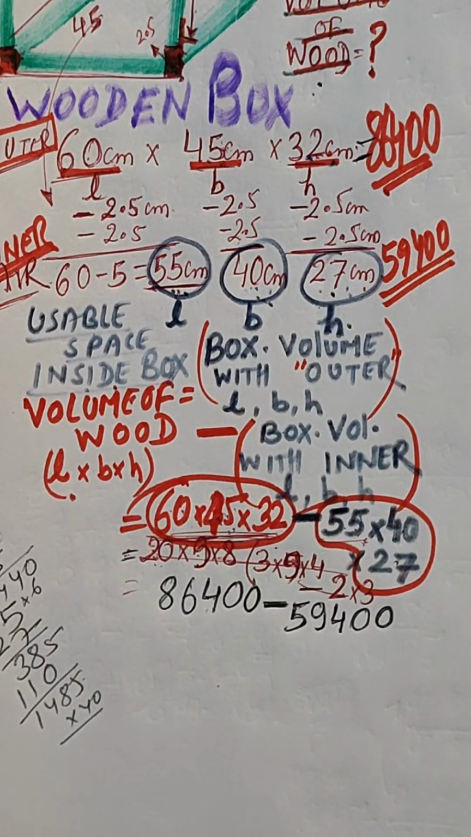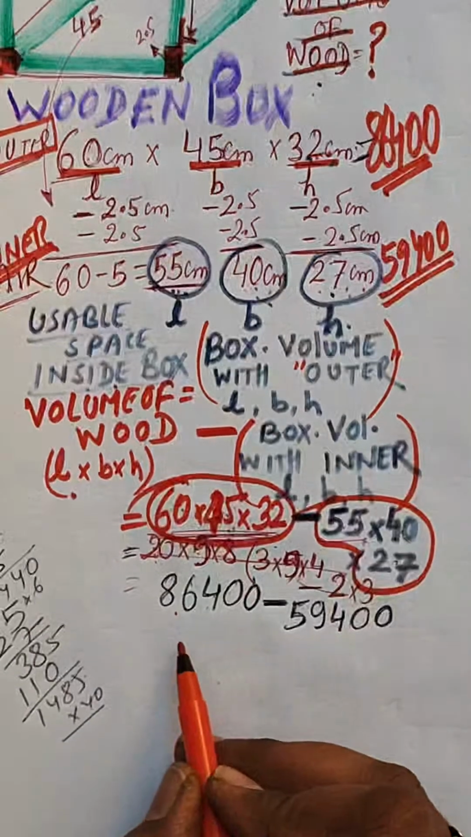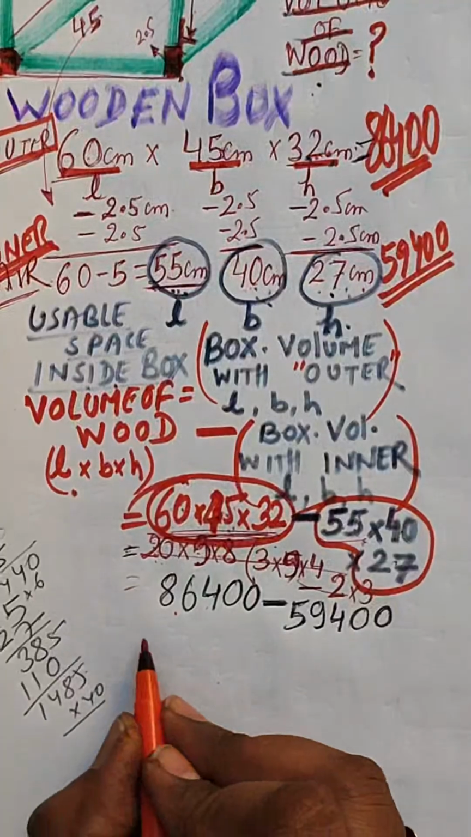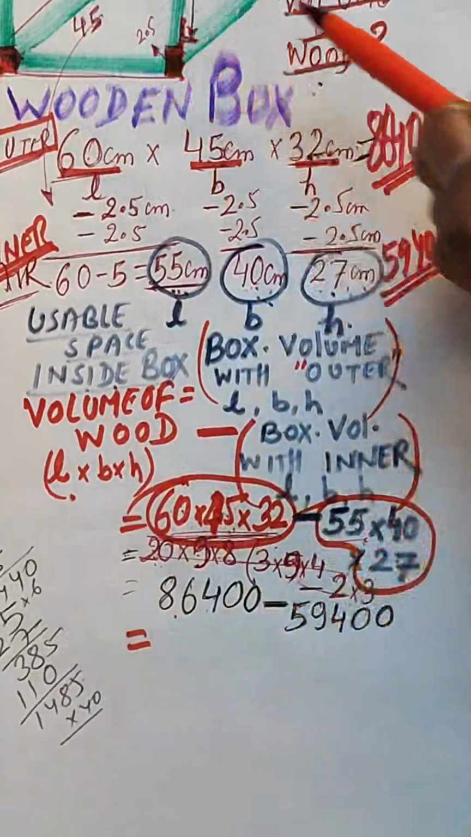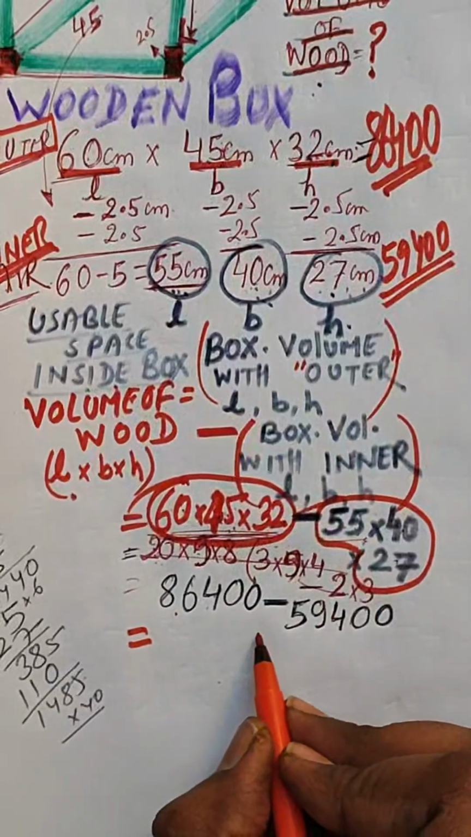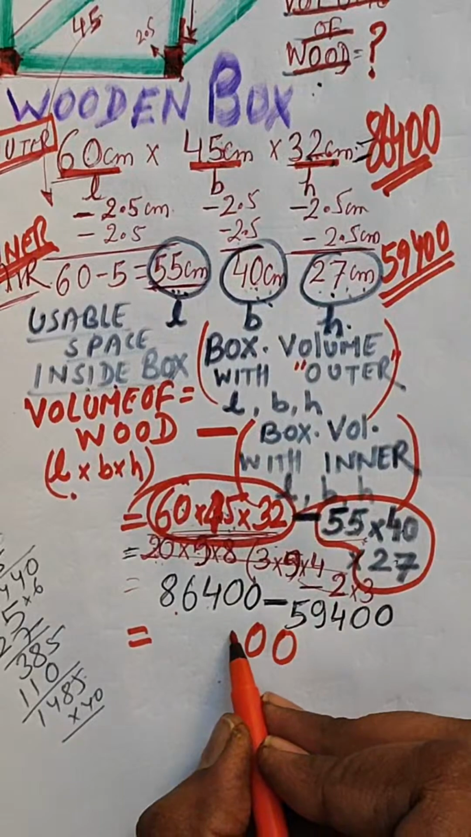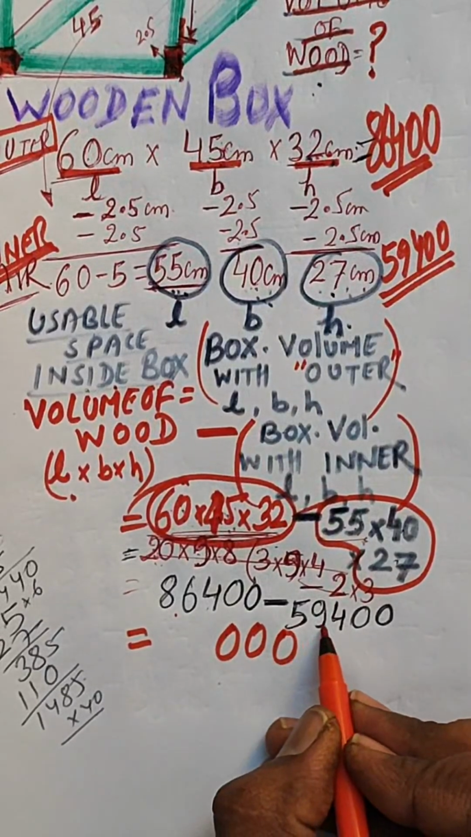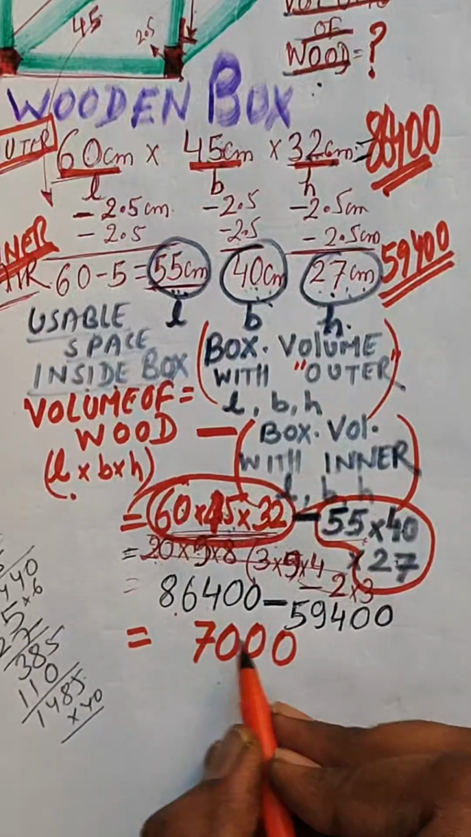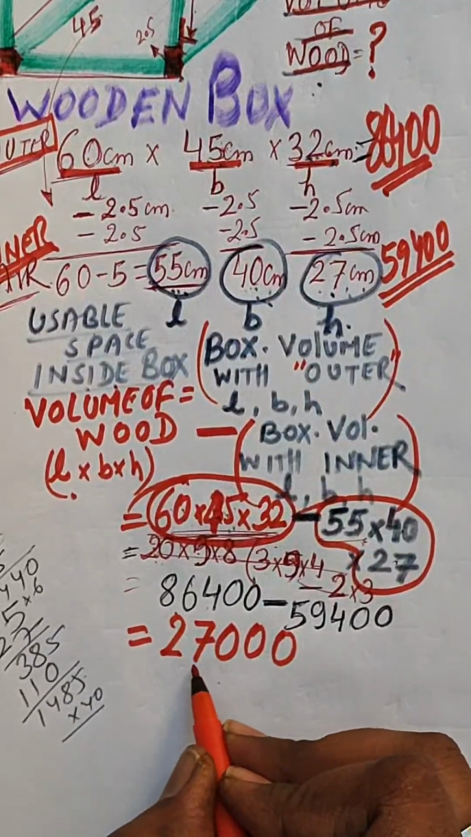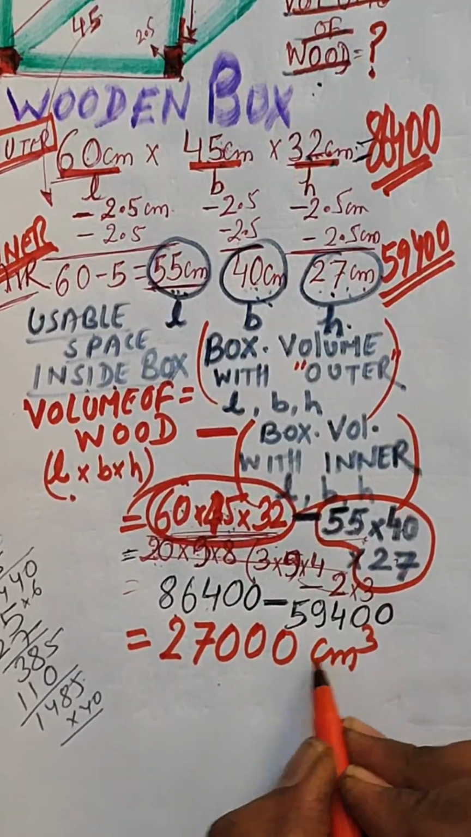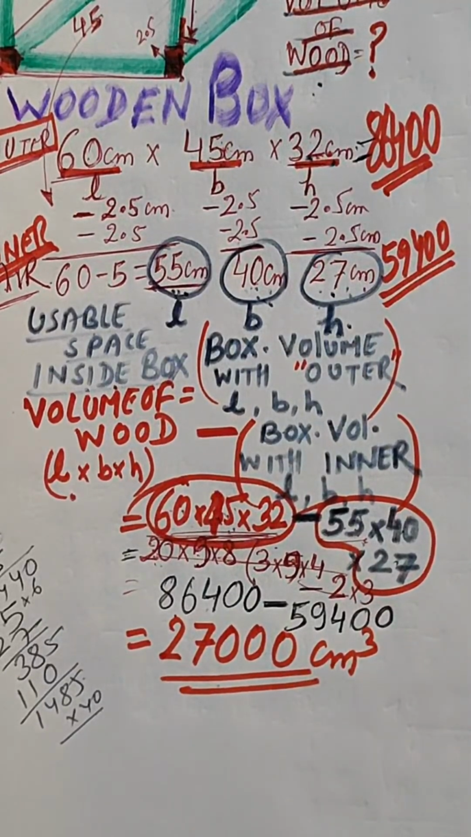Then what is the quantity of wood that is used? You can just subtract this, then you will get the volume of the wood that is used in making this box. If you subtract it, you will get 0, 0, 4 minus 4 is again 0, 16 minus 9 is 7, 7 minus 5 is 2. So 27,600 centimeter cube of wood is used in making this box, my dear friends.